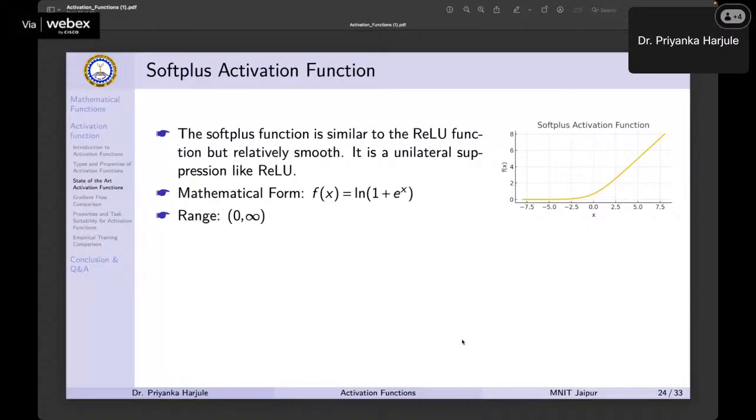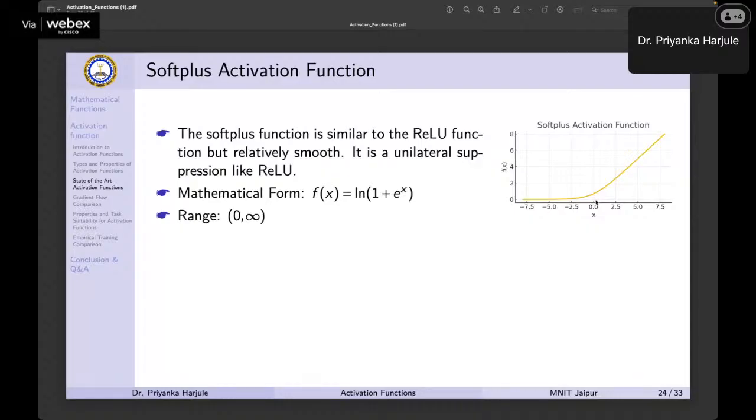Okay, so we were in this softplus activation function, which is basically a smooth alternative to ReLU. As you can see in the graph, ReLU also had a similar graph, but with a sharp corner here at 0. This is not having that. So this is also mitigating the vanishing gradient and dead neuron problem.